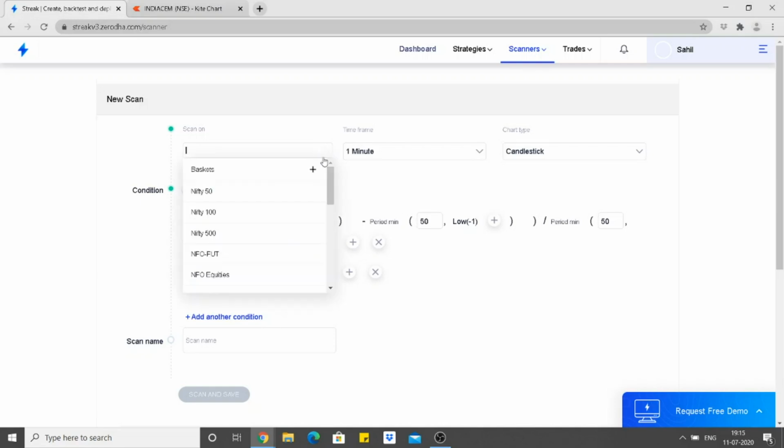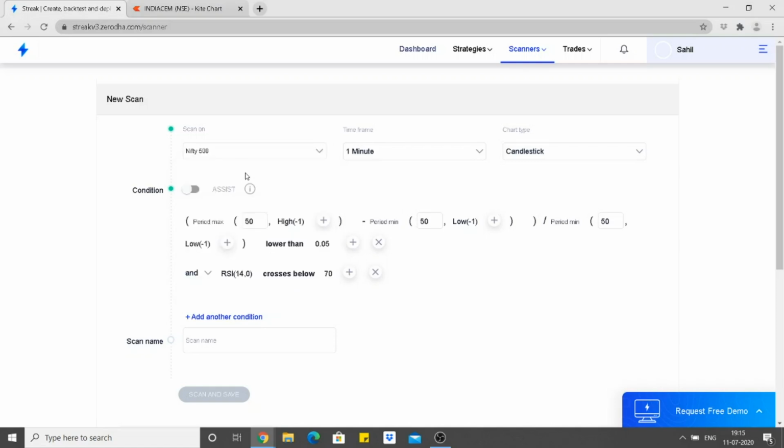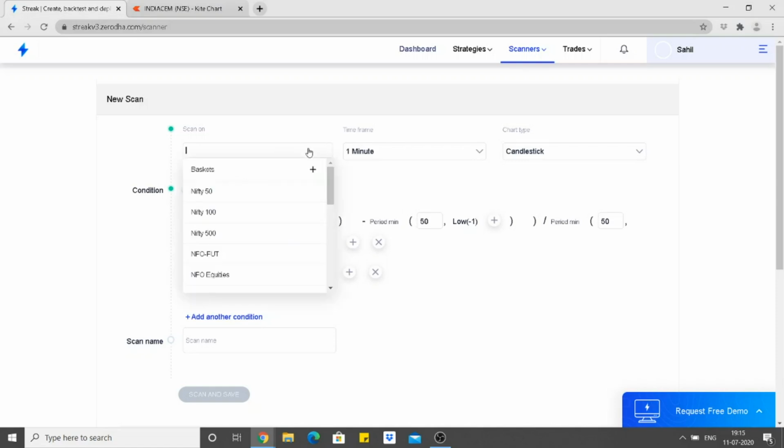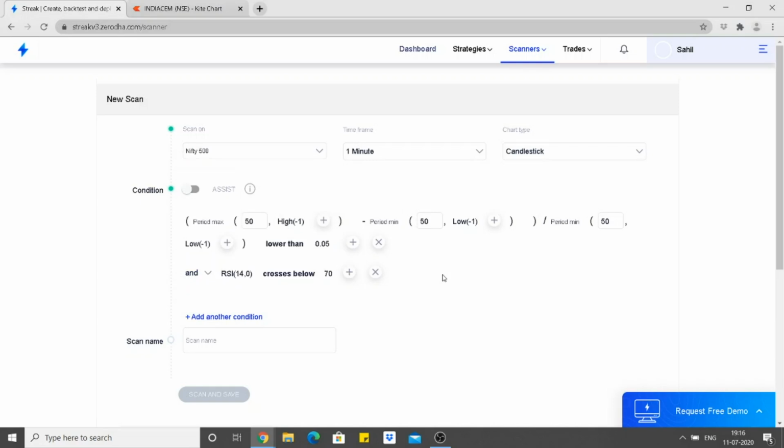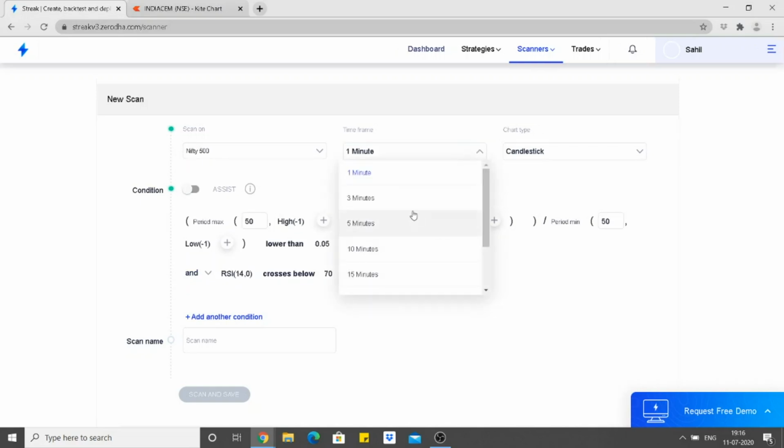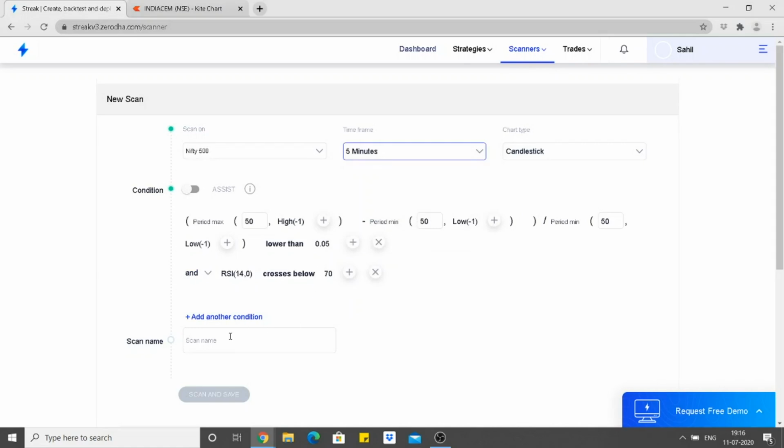We are going to be implementing the scanner on the entirety of Nifty 500. You can obviously scan it on any of the pre-made baskets that we have over here, Nifty 50, Nifty 100. We have NFO futures available. Then we have sector-wise baskets of stocks available, right? You can also choose your desirable time frame, but in this case, I'm going to be using a 5-minute time frame. We will name this Consolidating Stock Scanner.